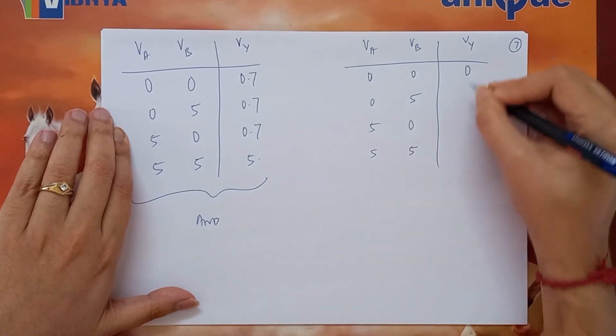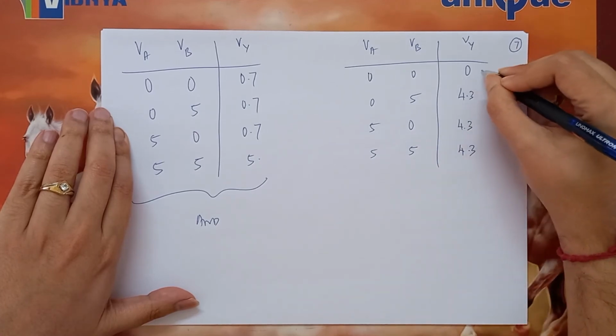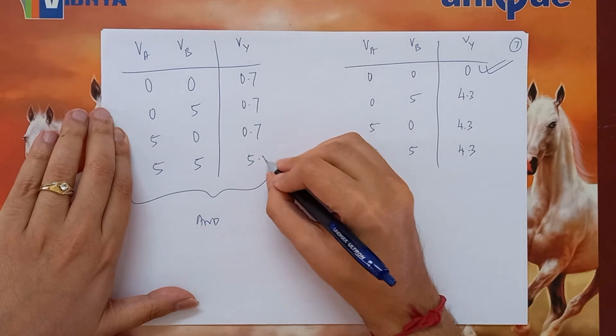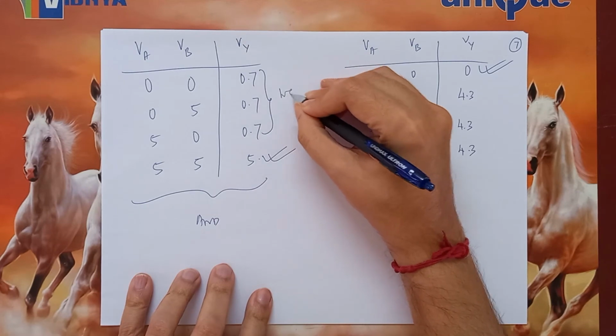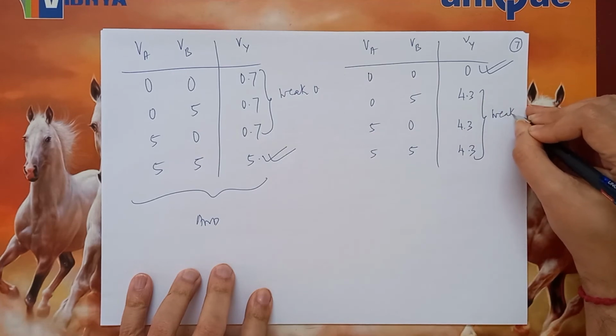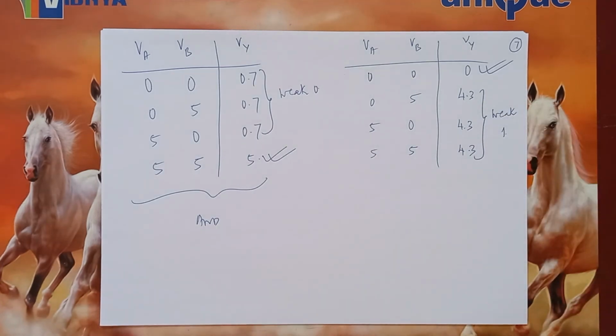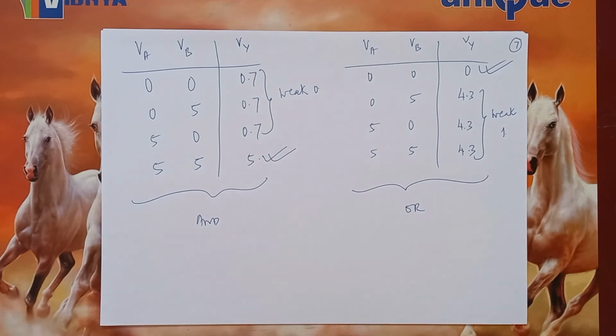This was 0, 4.3, 4.3, 4.3. So the OR gate is able to give you a good 0, and the AND gate is able to give you a good high or a good 1 logic. But these are called weak 0, and these are called weak 1. So therefore, because of weak zeros in the AND gate and weak ones in the OR gate, the diode based logic is not very good.